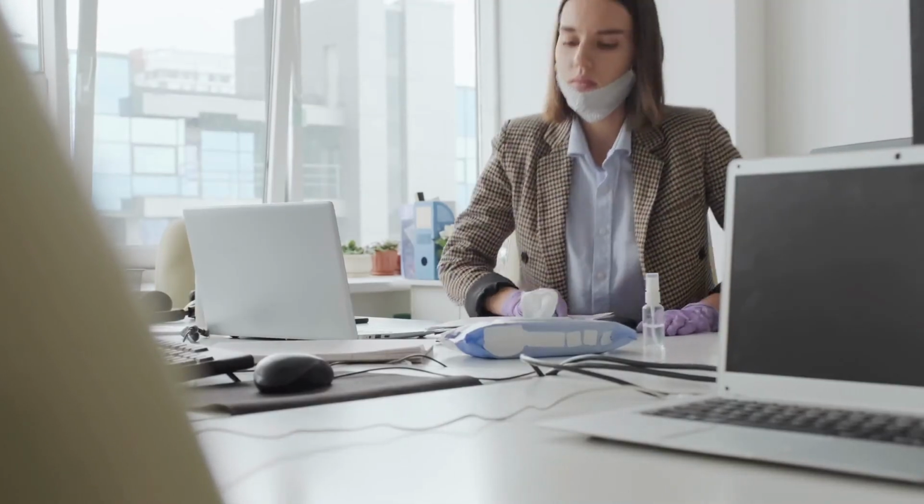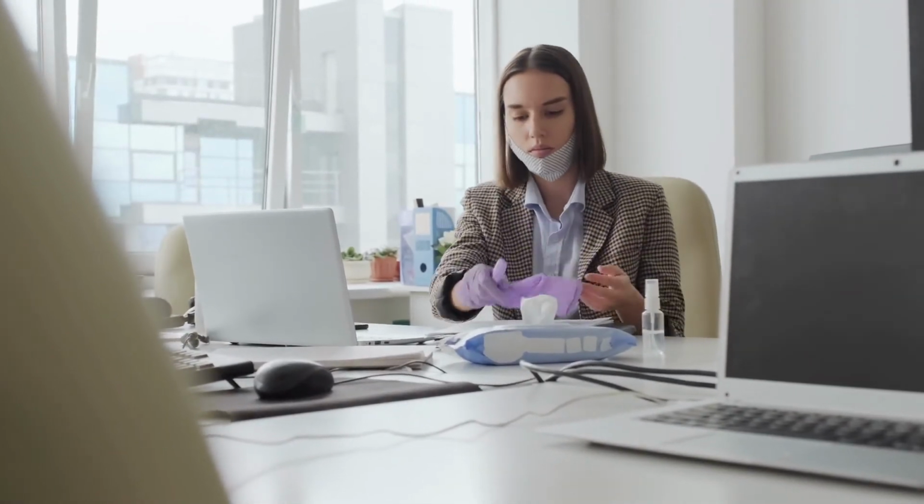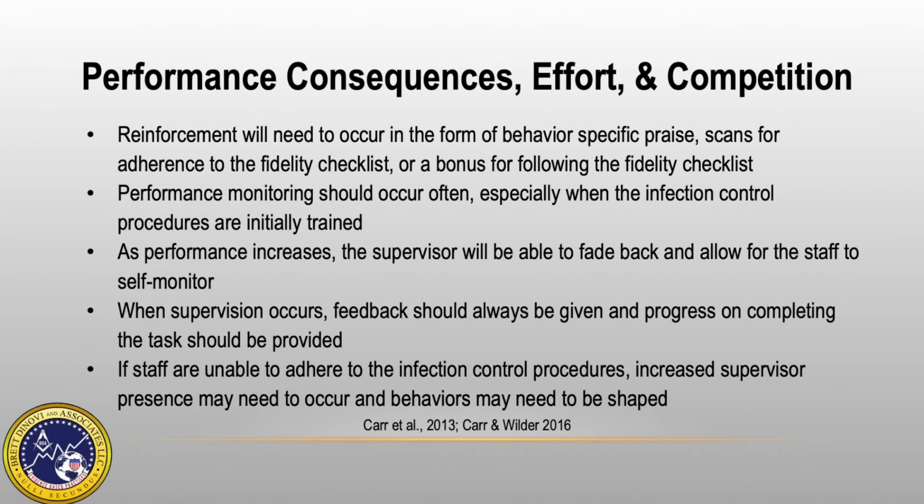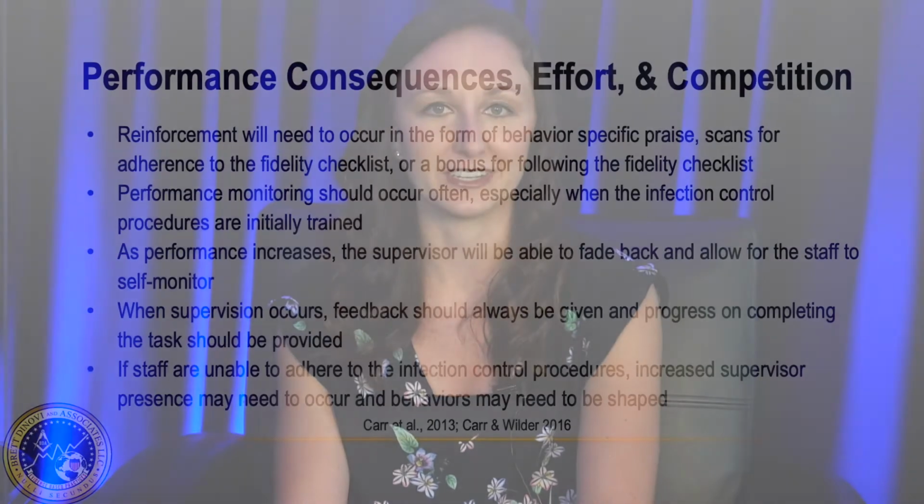Performance consequences, effort, and competition, which is the final section of the PDC-HS, are going to play a major role in increasing staff adherence to the infection control procedures. In order to increase staff performance related to these procedures, reinforcement will need to occur in the form of behavior-specific praise, scans for adherence to the fidelity checklist, or a bonus for following the fidelity checklist. Scans for adherence may be exchanged for a tangible item, such as a t-shirt or an individualized reinforcer, once a certain number of scans are reached.